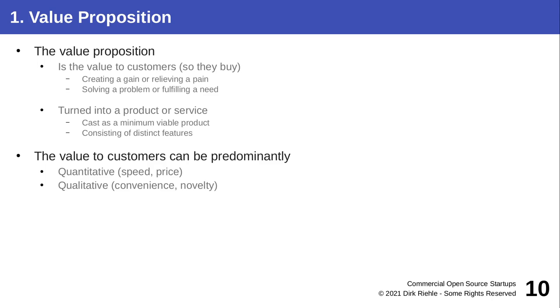The value can be vastly different. Categorizing it, it could be quantitative. Are you able to do something faster with your product? Is your product cheaper than the alternatives? It could also be qualitative. Is it really novel? Does it help the customer break new ground because your software lets them do something they couldn't do before, and so forth?